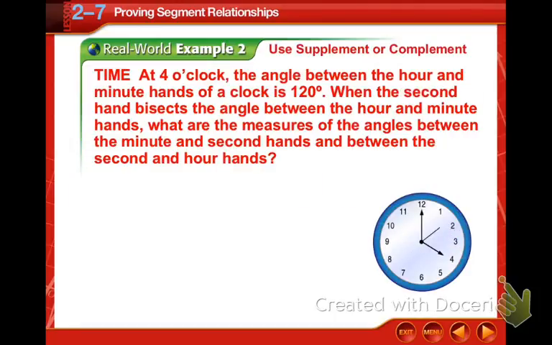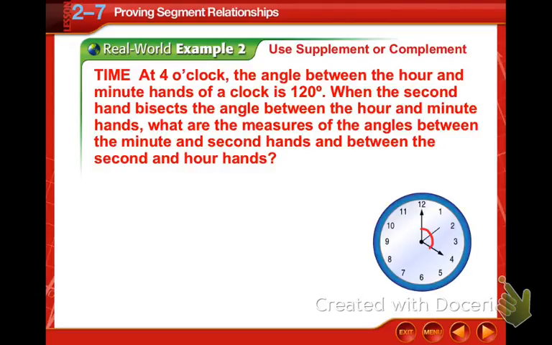So here, once again, we have a clock. We know when that's 4 o'clock, our hour hand's at 4, minute hand's at 12, and the angle there is 120 degrees. So this is 120. And it says when the second hand bisects the angle between the hour and the minute hands, what are the measures of the angles between the minute and second hands?